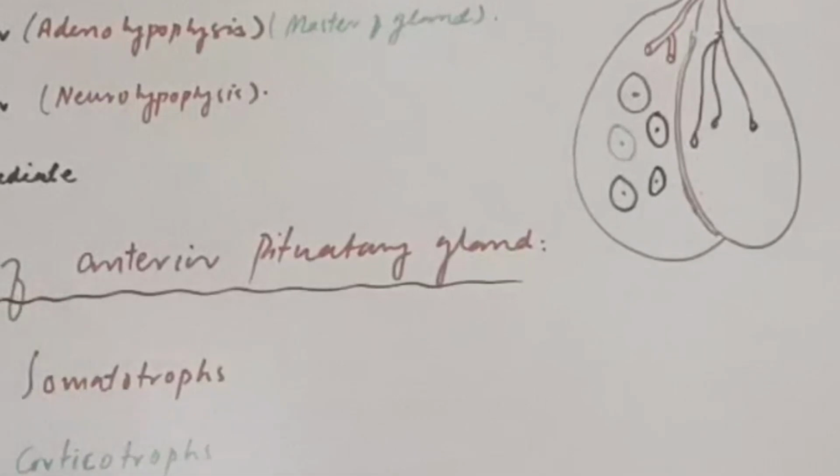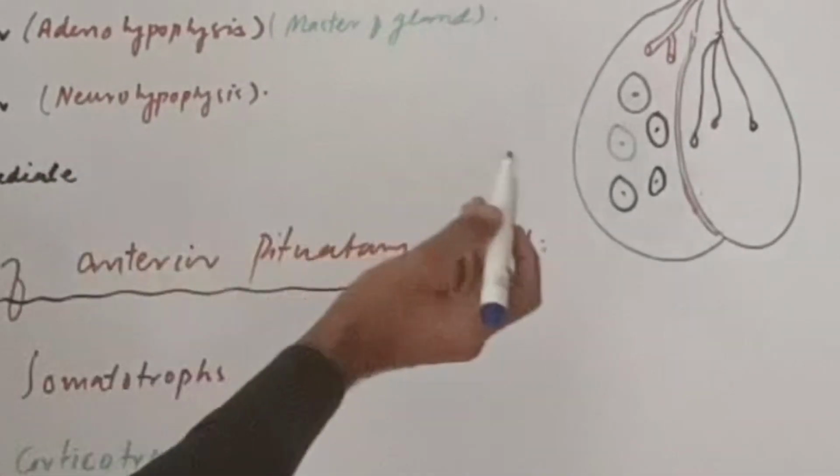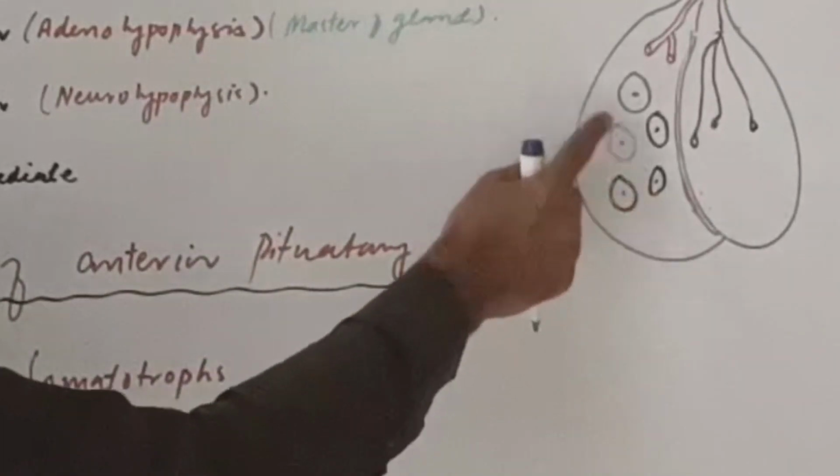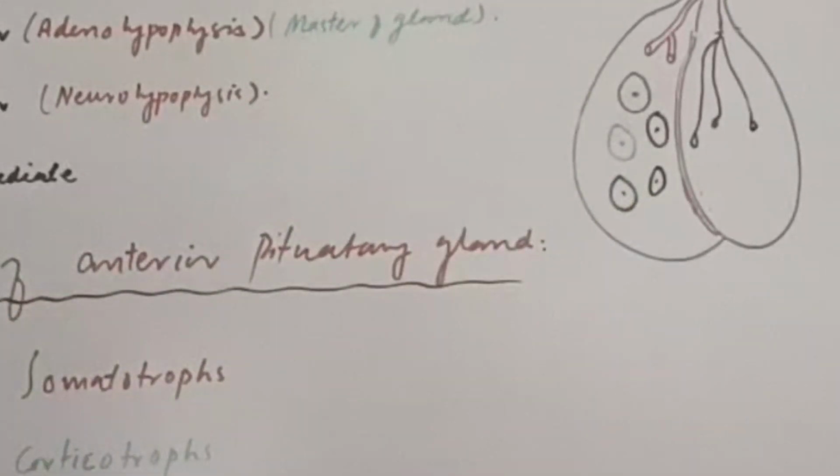So now what are the cells of the anterior pituitary gland? Here you can see this red colored cell is called a somatotrope. I have drawn it in different colors so that you can understand it easily. So the first cell is the somatotrope, which secretes the growth hormone.